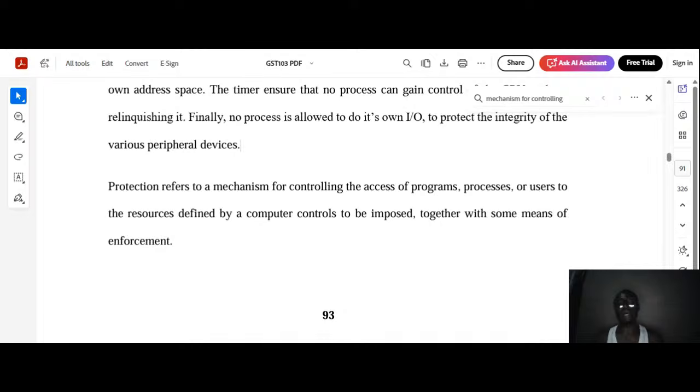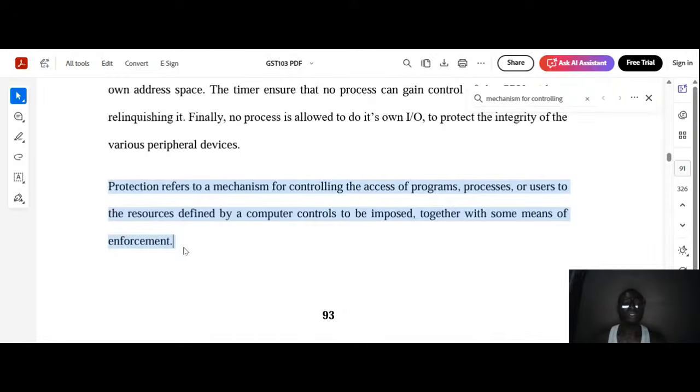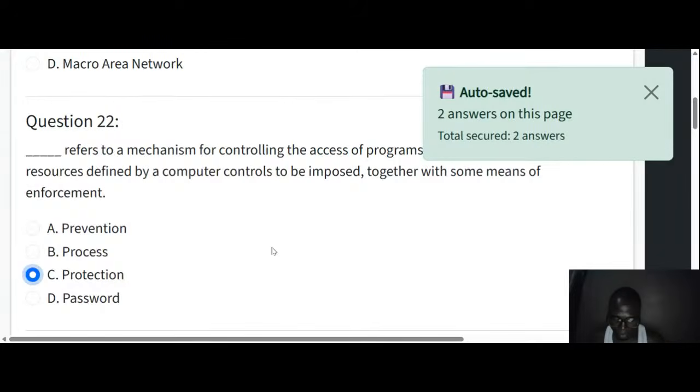Let's go to the main item that discusses our question. This is the old statement they cut out as a question, which we are now to answer. The statement says, protection refers to a mechanism for controlling the access of programs, processes, or users to the resources defined by a computer, controls to be imposed, together with some means of enforcement. So the correct answer is protection. If you choose anything aside from protection, you got it wrong. Let's go back to our mock site and move on. So the correct answer is option C.